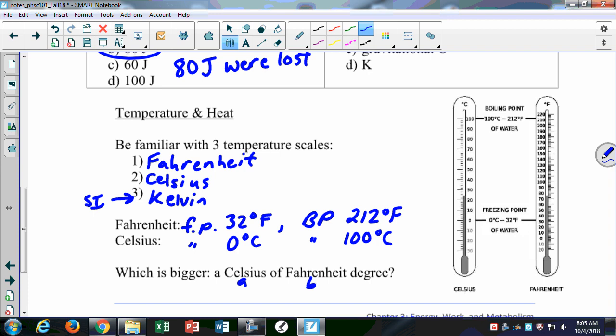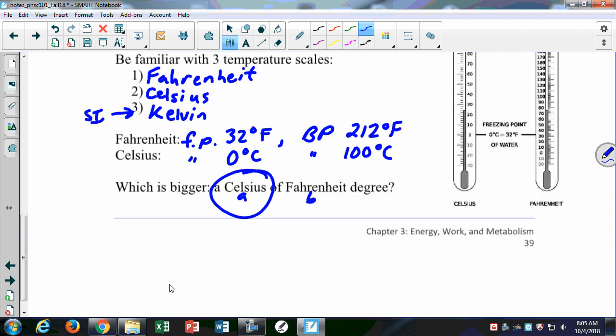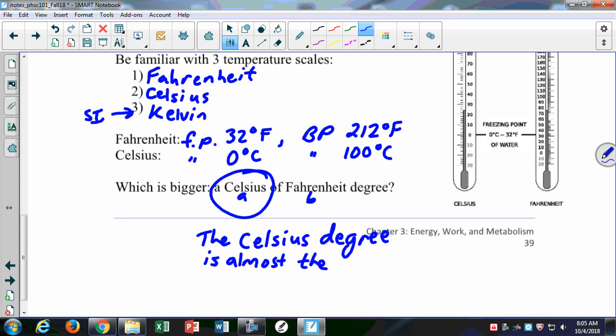So a change in temperature of Celsius is quite a bit bigger than a change in temperature for Fahrenheit. Almost twice. 100 over 180, about 5/9, or 9/5 rather, almost twice. So the Celsius degree is almost twice the Fahrenheit degree.